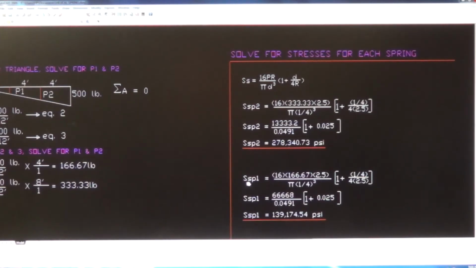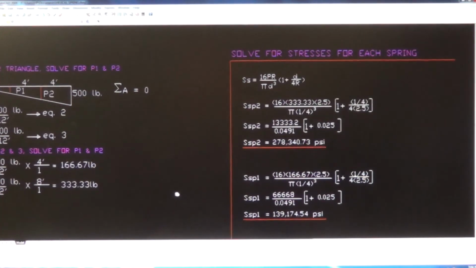Now to solve for the torsional shearing stress of P1, substitute that value there, 166.67 times 2.5 divided by pi times the diameter of the wire to the power of 3, times 1 plus the diameter of the wire over 4 times the radius, gives you the torsional shearing stress for P1, the spring 1, which is equal to 139,740.54 psi.